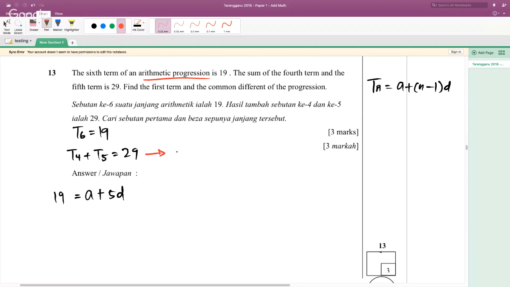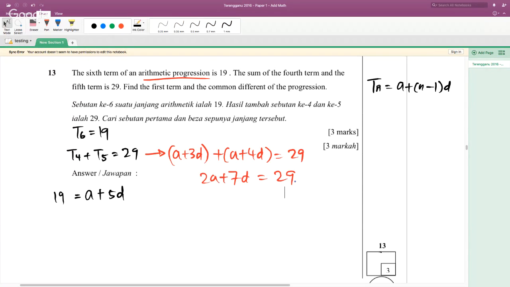T4 is a plus 3d. Okay, you should know this one. And T5 is a plus 4d, because (n minus 1)d, and the sum equals 29. All right, then I will just solve this one. This one is 2a plus 7d equals 29.